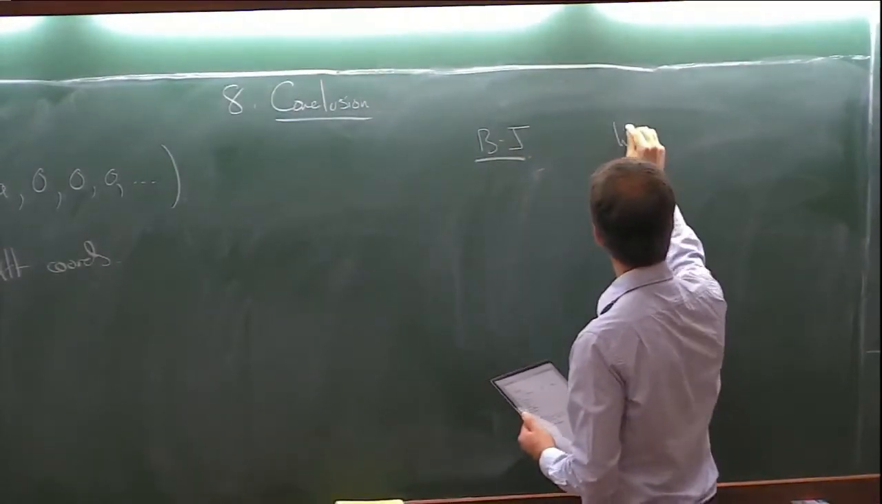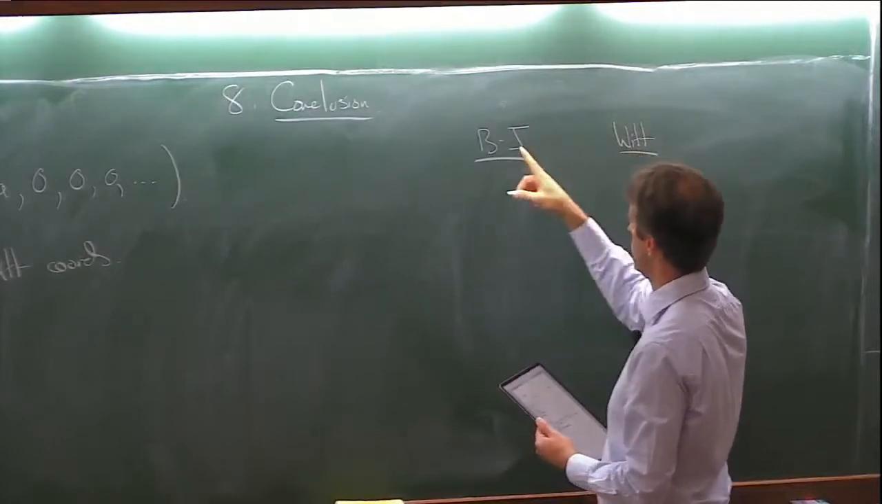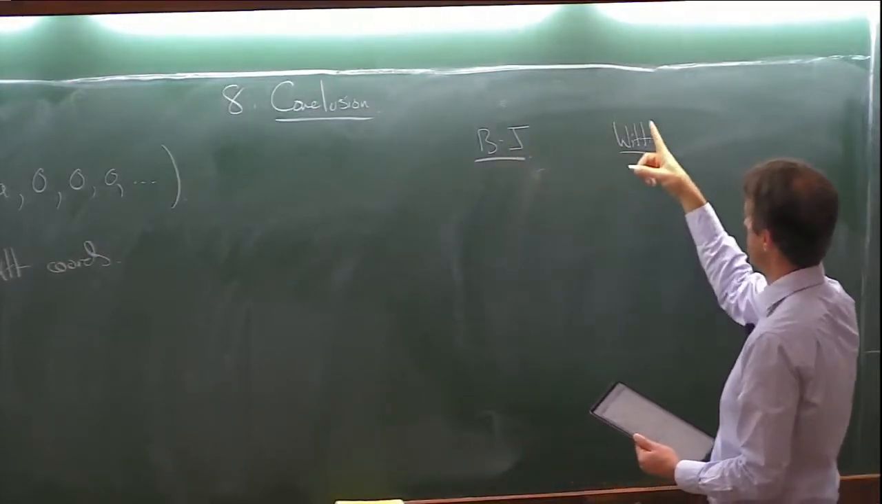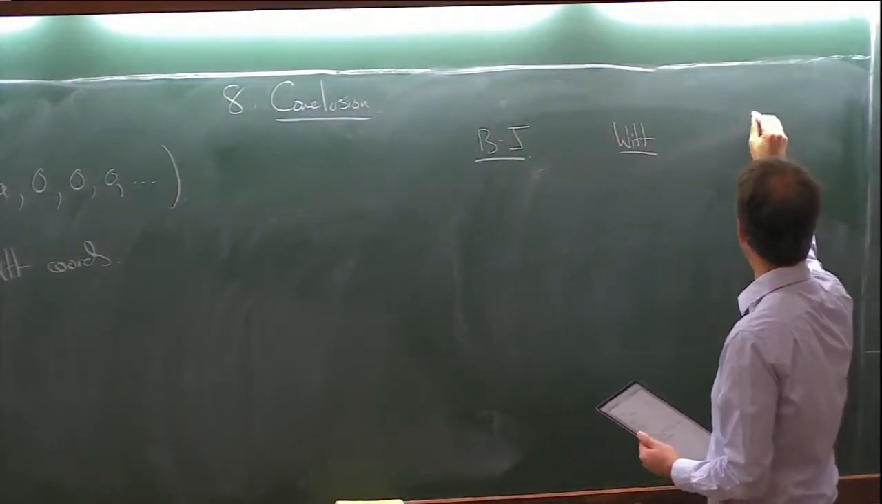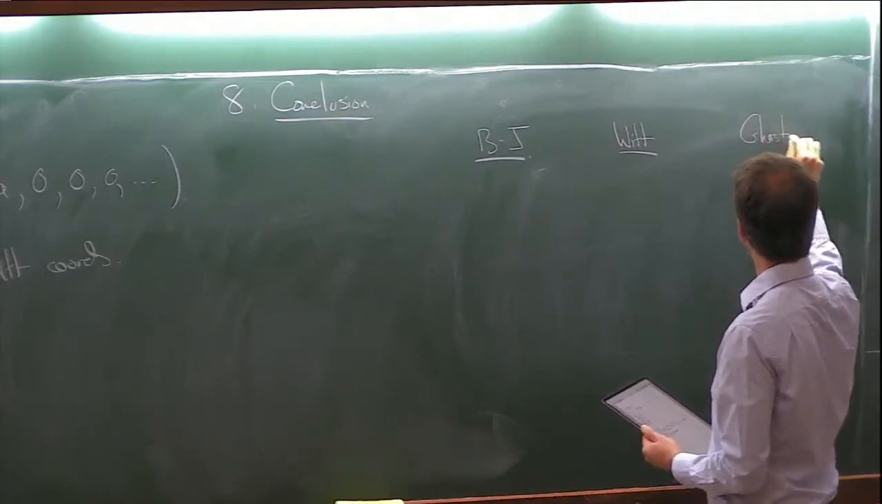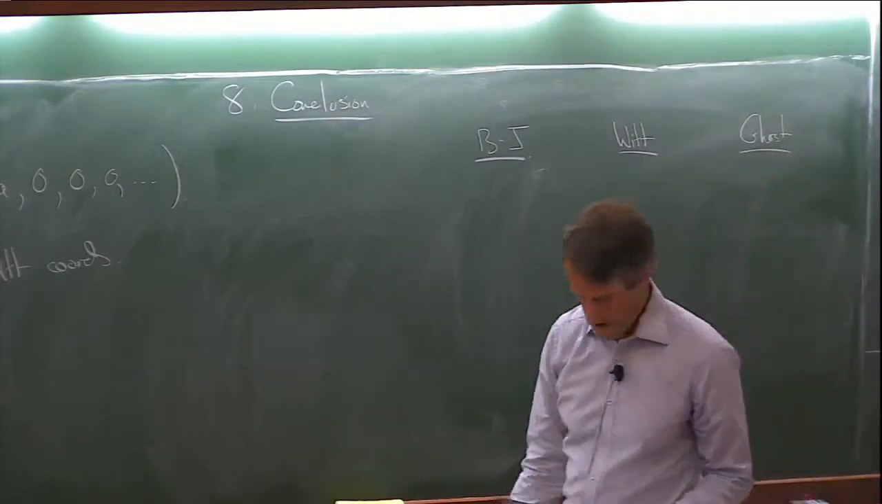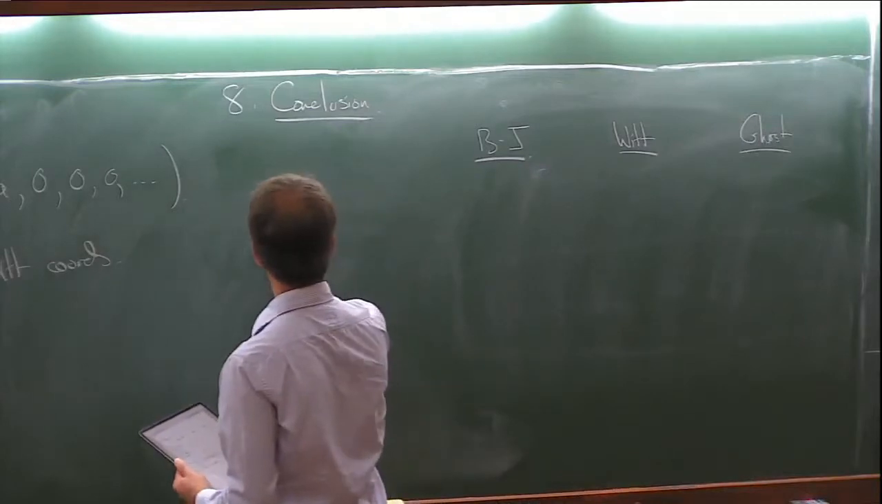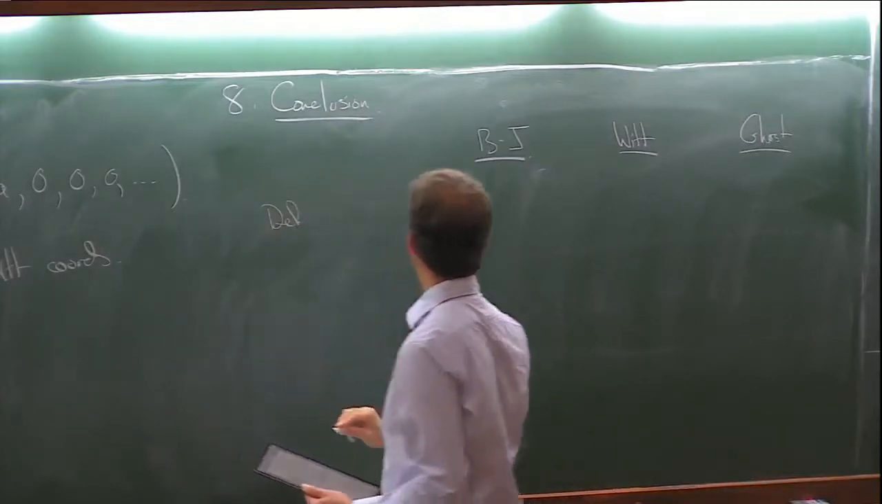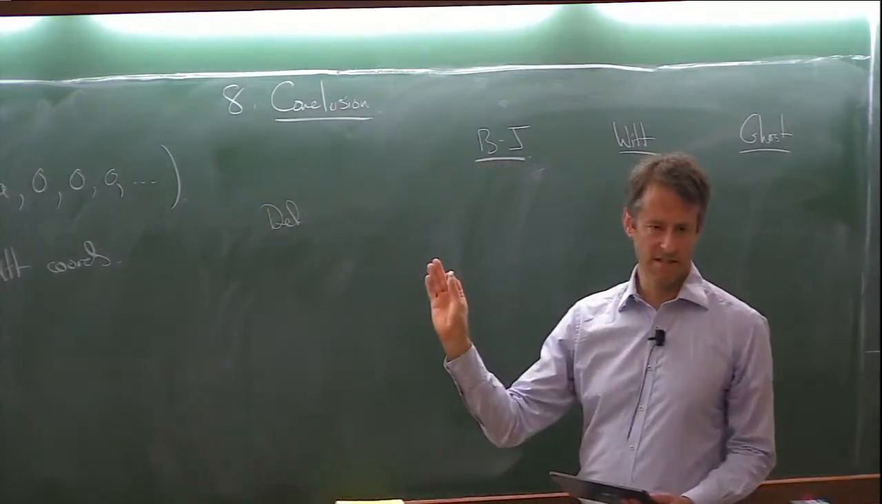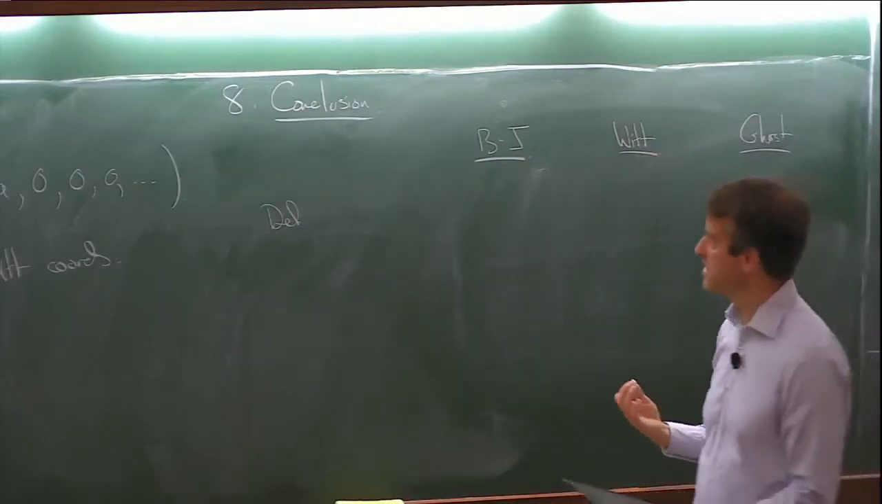coordinate systems. So we have the Bouillon-Joyal, which is the one I introduced with the deltas, then the Witt ones, which were the thetas, and then we have the ghost ones. Okay, so don't take this too seriously, it's maybe just my opinion on these things.